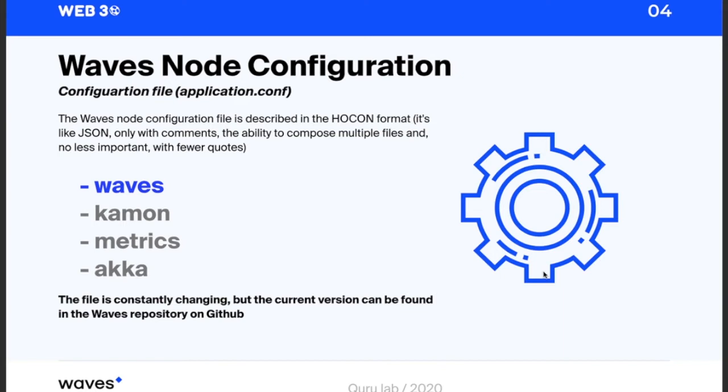You can look that up on Google. It's a format just like JSON, only with comments and the ability to have multiple files, and no less important, with fewer codes. This is quite technical, but let's go straight to the point.